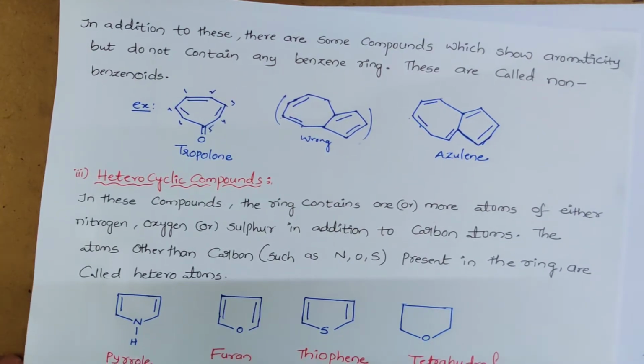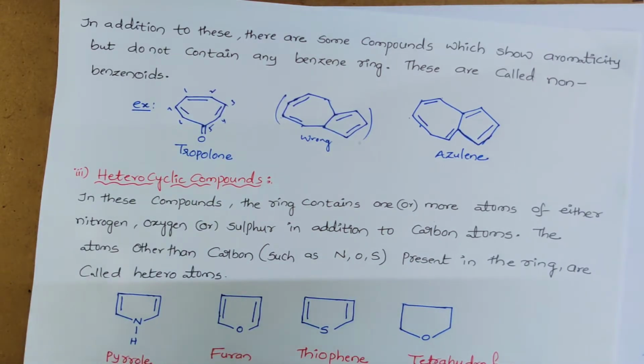Like that, aromatic compounds are classified into two types, benzenoids and non-benzenoids. Both are exhibiting the aromatic character, but benzenoids contain at least one benzene ring, whereas the non-benzenoids do not contain the benzene ring. The other one is heterocyclic compounds. I said in the beginning, heterocyclic compound means in the ring, in addition to the carbon atoms, one or more heteroatoms are present, like sulfur or nitrogen or oxygen. They are called heterocyclic compounds.